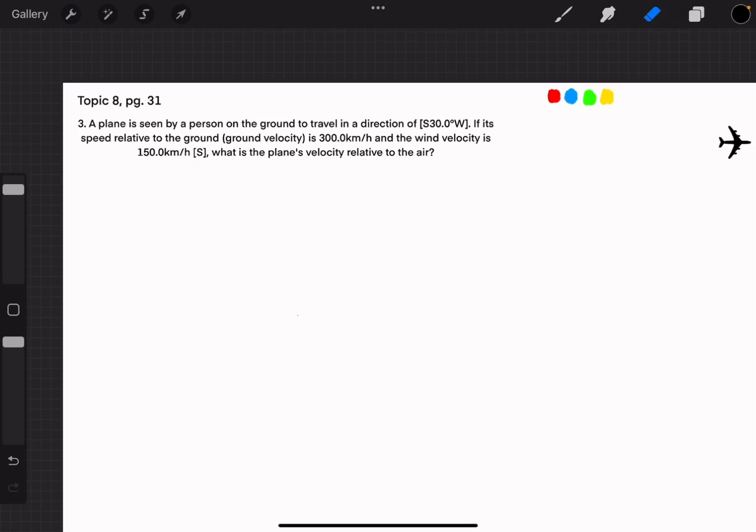Alright, welcome everyone. This is topic 8, page 31 of the workbook, and question 3.